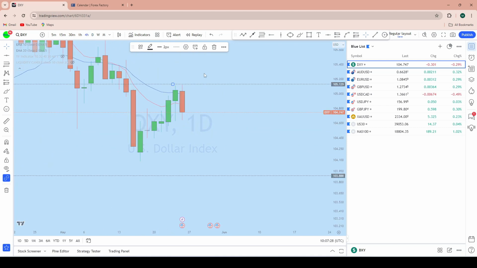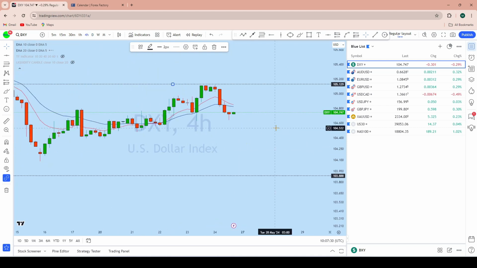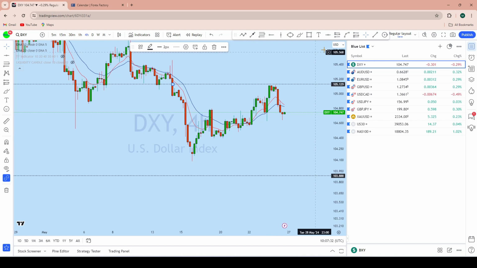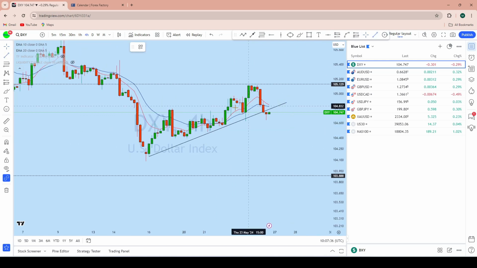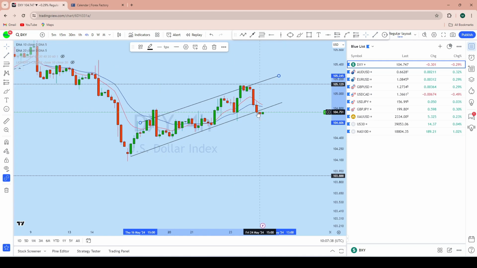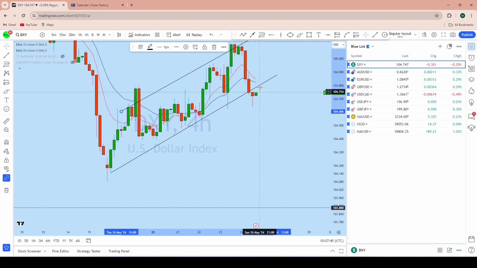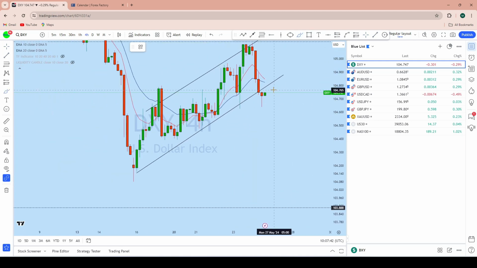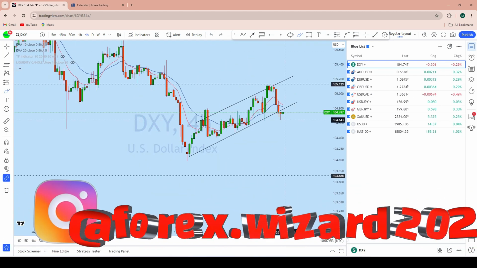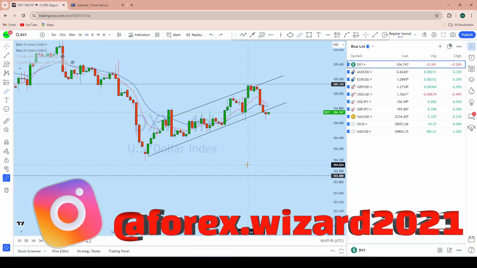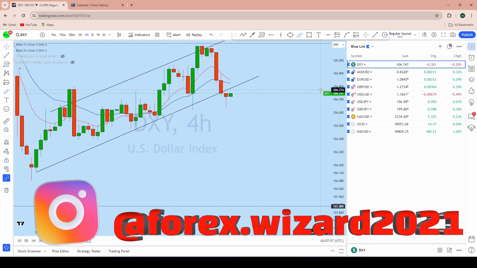Now if we look at the intraday perspective from the lower time frame, we can see that there was a bullish channel here, and from that bullish channel the market has broken below this support level, expecting a retest or a pullback and then continuation to the downside. We might see a potential head and shoulders formation in that zone, and from that head and shoulders we might see DXY continue to drop to this support level before the monthly close.